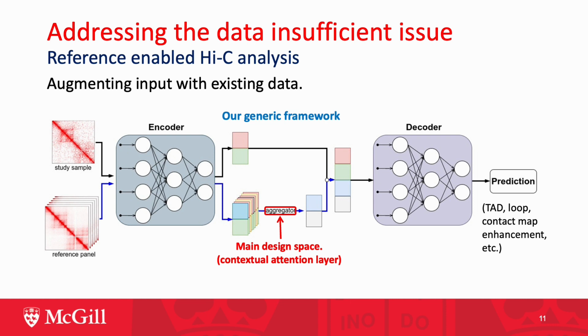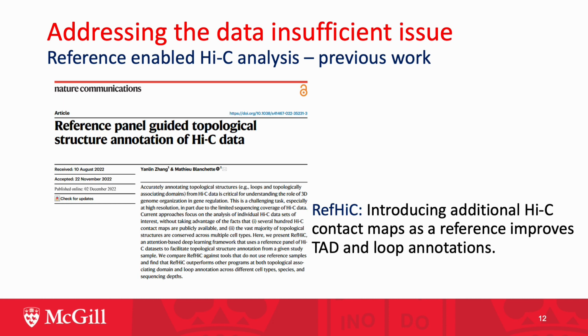How can we perform the transformation? We use an aggregator to aggregate information from the reference panel such that we assign more weight to samples that are more similar to the study sample. Last year, we introduced the reference panel guided topological structure annotation of Hi-C data to annotate TADs and loops from an insufficient coverage Hi-C contact map using additional reference samples as input.